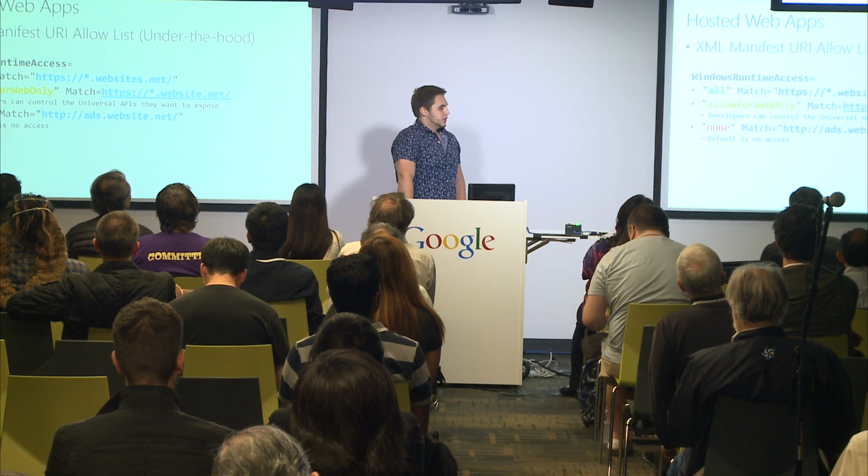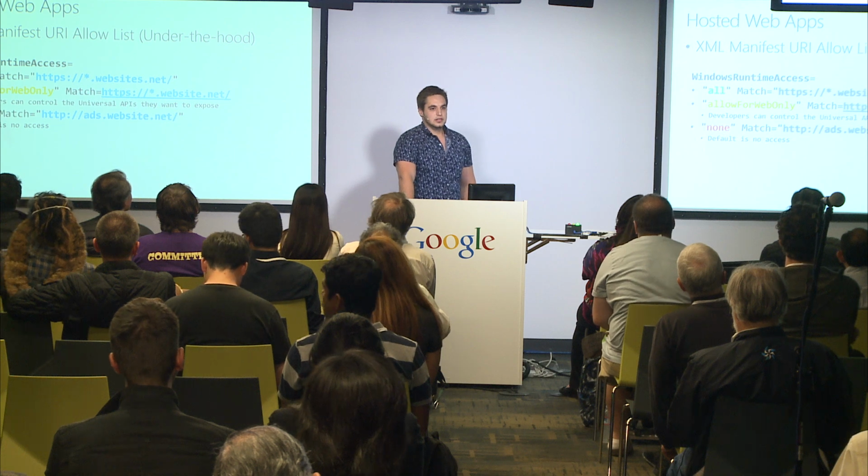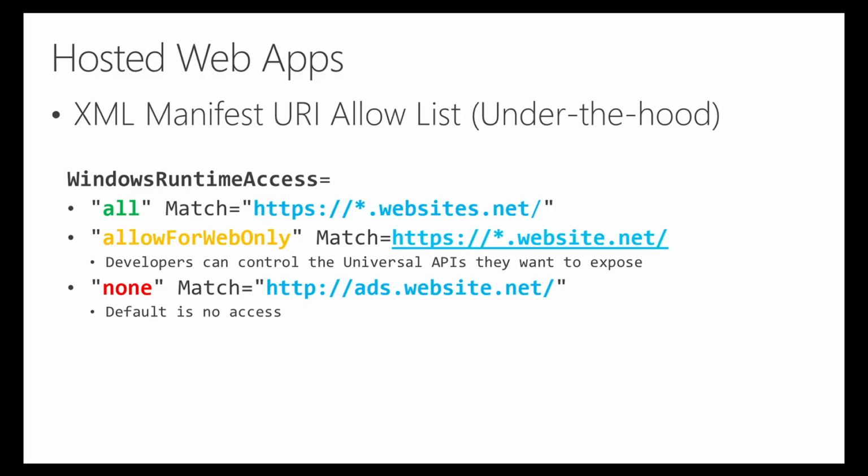Now, the next thing I want to talk about is how you actually integrate with the platform from your website. What this allows you to do is call Windows APIs, universal Windows APIs, from JavaScript hosted on your server. And how you do that is through the application content URI rules, basically the boundary that defines the URLs that are in your app. And you have to declare a Windows runtime access tag within there.